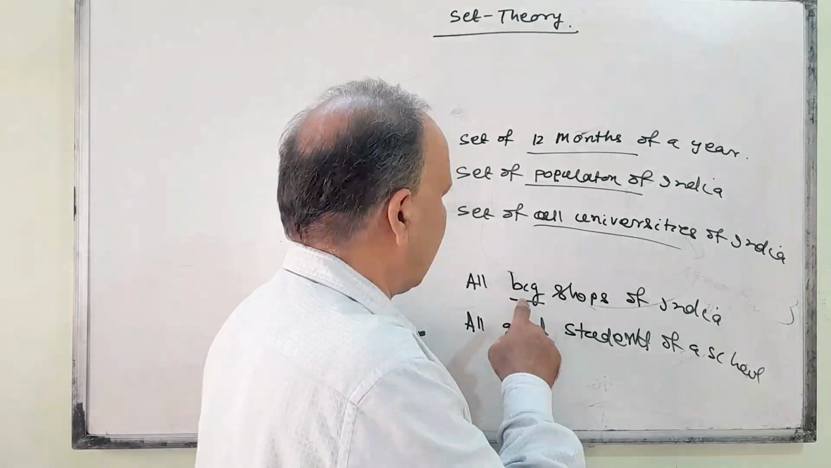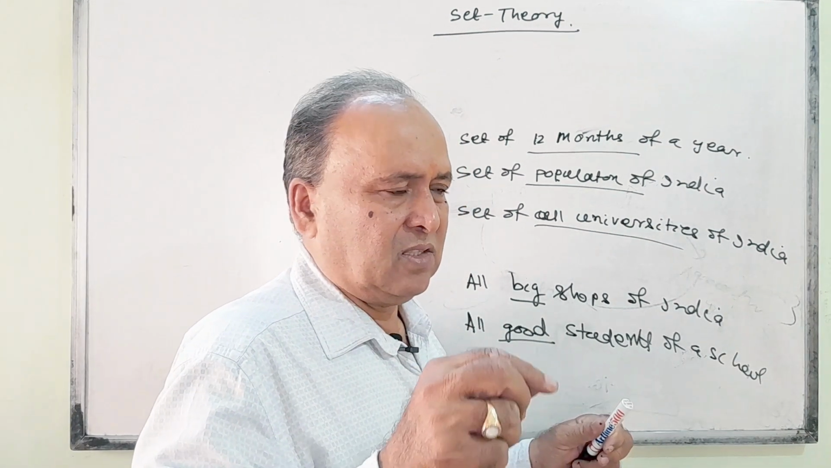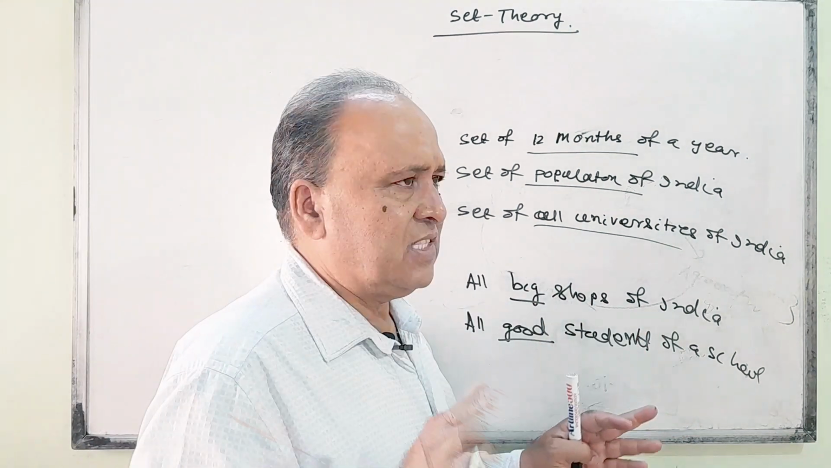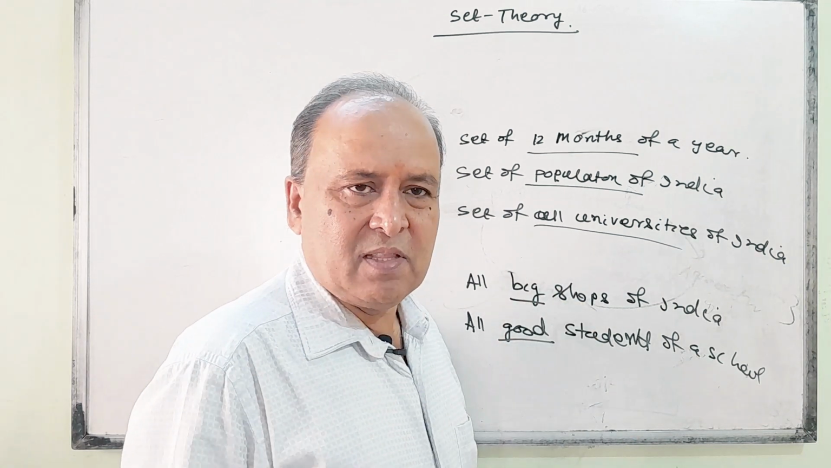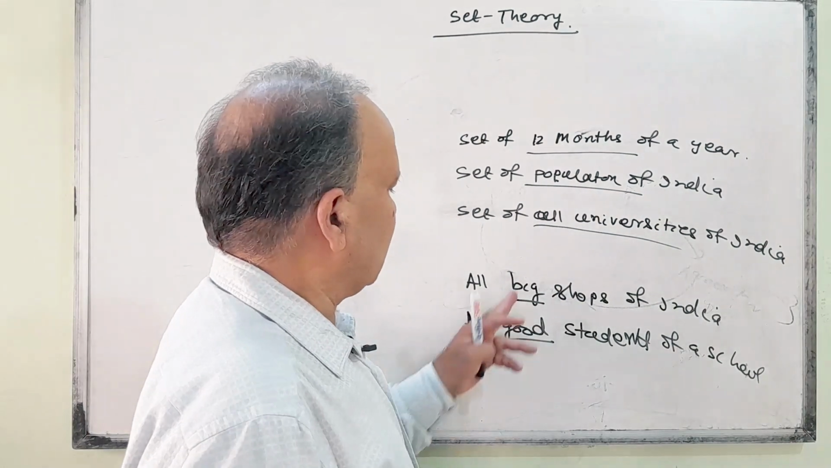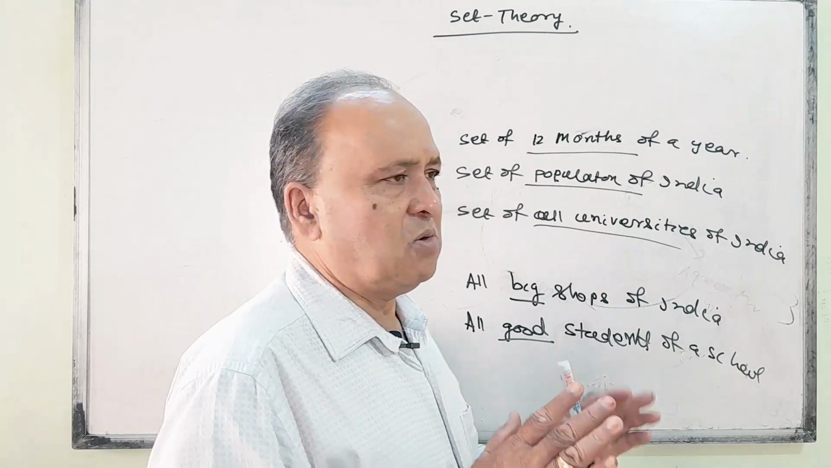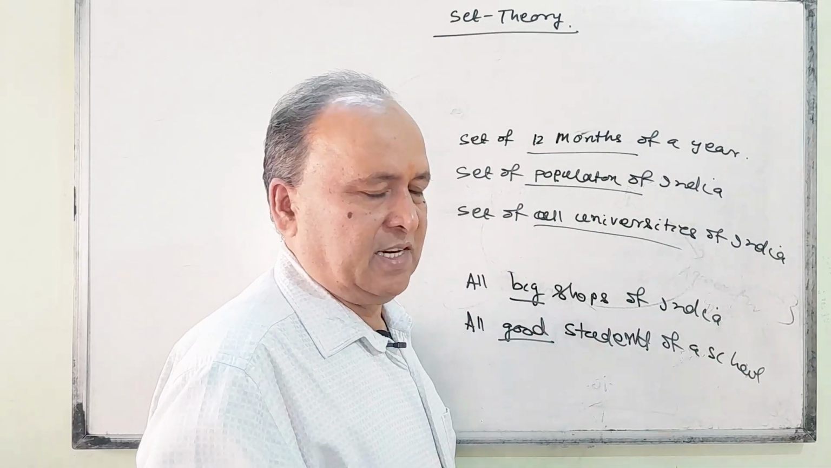So words like big, small, great, beautiful, ugly, like this. Sentences containing these words cannot be a set, because these words are not well defined. So I think you clearly understand which are sets and which are not sets.